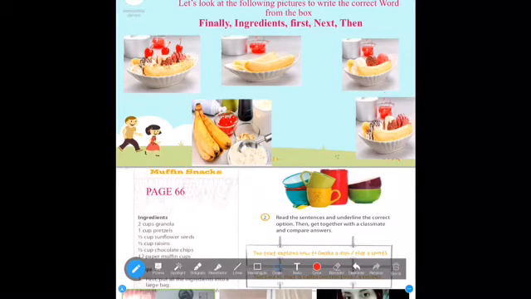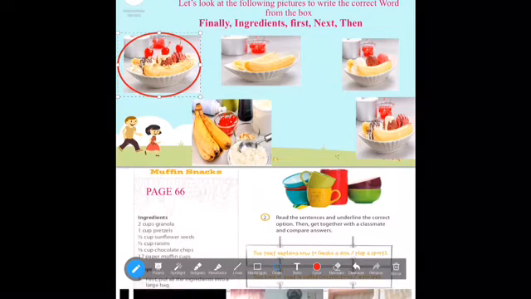Excellent, guys. What is this word? What's this, guys? This is what? It's next. Exactly. This is next. Very good. And finally, what is this? Obviously, finally. I give you the answer, guys, okay? I apologize for that, okay?